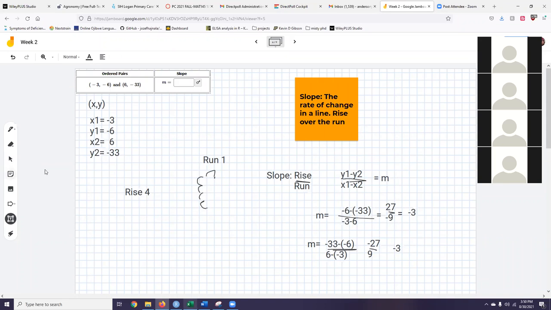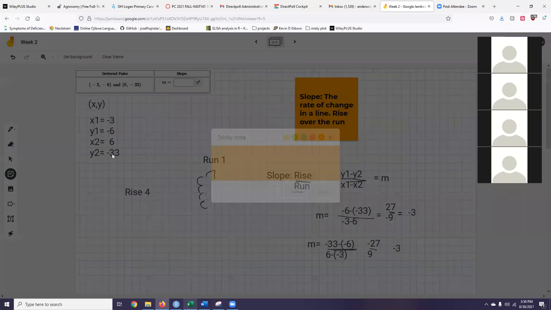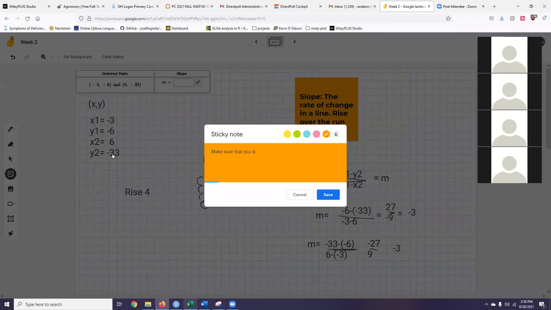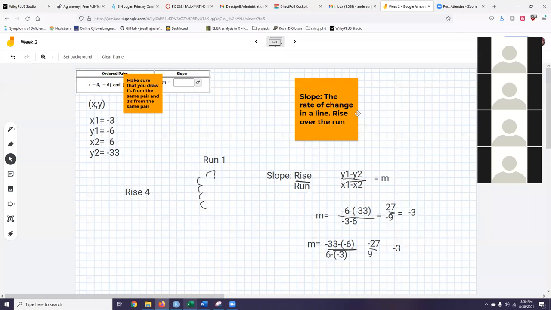The one thing you have to do when you do these, and this is actually, welcome to sticky notes, is make sure you draw ones from the same pair and twos from the same pair. I have to make sure that wherever I have set an x sub 1, the y sub 1 has to come from the same point. And same thing with x sub 2 and y sub 2. If I don't, it will be wrong. And that's where people tend to run into errors.